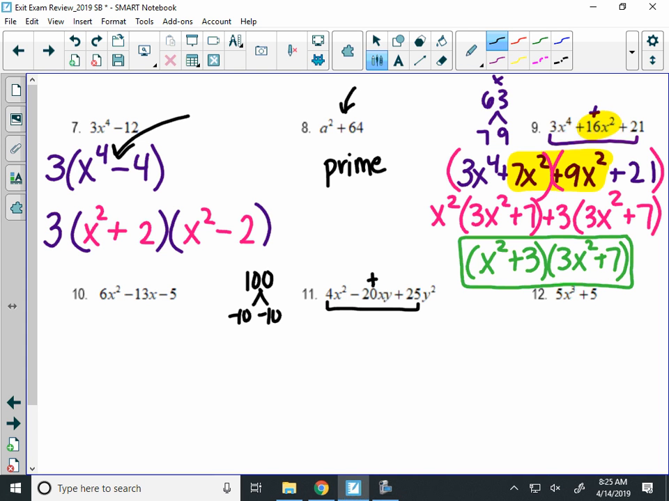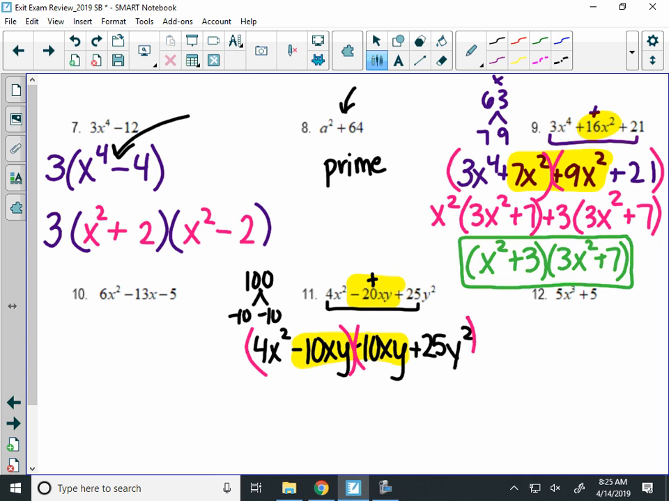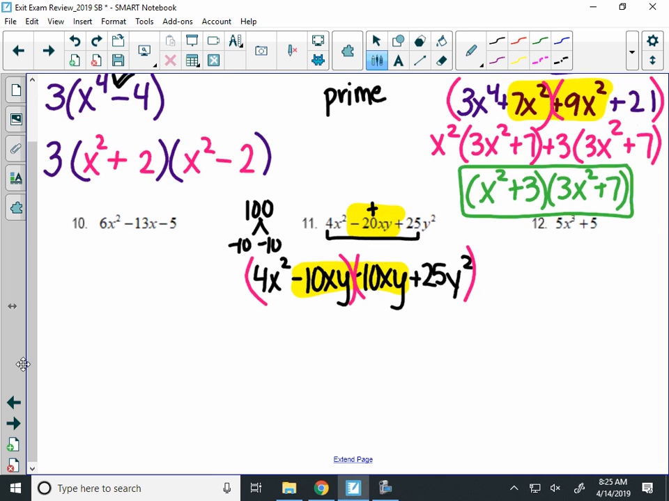When I split the middle here, I'm going to keep the 4x squared the same, the 25y squared on the end the same. The middle term, because it's minus 20xy, these two terms that I used to split the middle, the variables need to be xy. So it would be minus 10xy, minus 10xy. And now you should be able to finish the factoring process the exact same way we just did. So we're going to group.